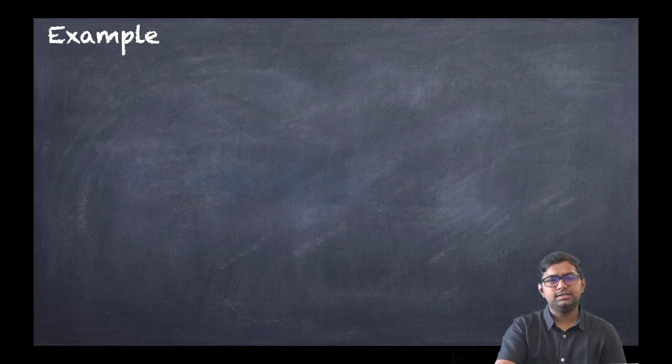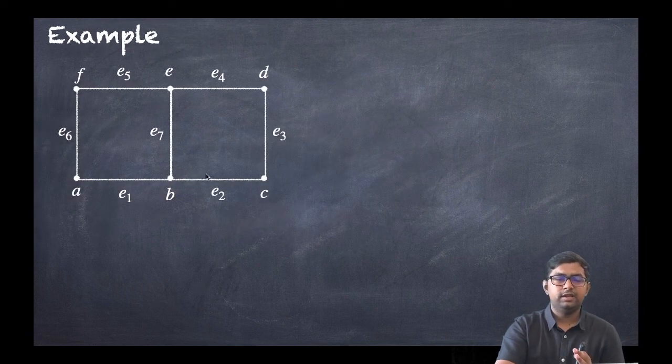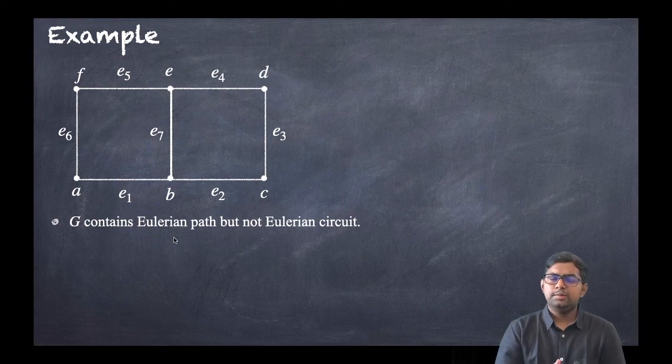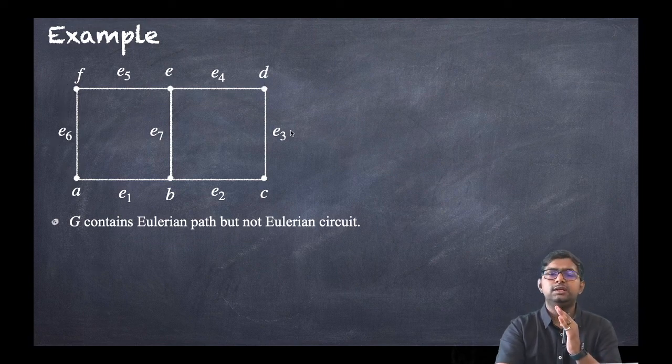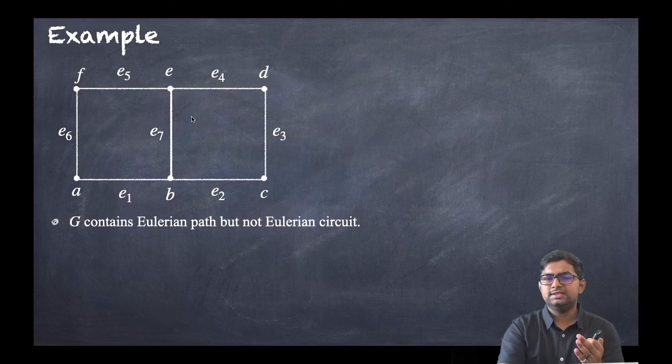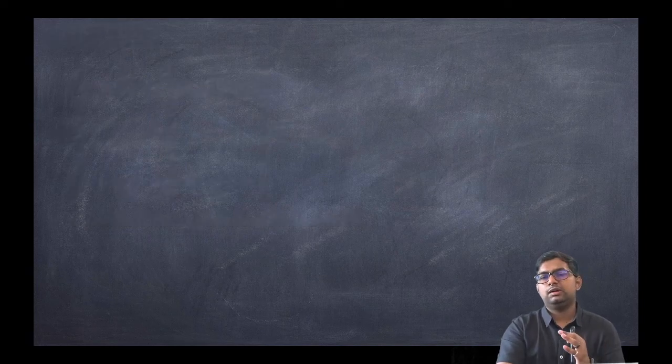Now let us discuss another example. So just consider this graph. This G contains an Eulerian path but not an Eulerian circuit. Why? So what is that Eulerian path? Just start from this middle vertex. So E, E7, then B, E1, A, E6, F, E5, E4, D, E3, C, E2 and B. Fine. So we have covered all the edges, but it cannot be a circuit. So it is an Eulerian path but not an Eulerian circuit.